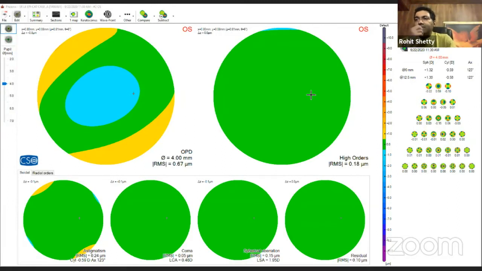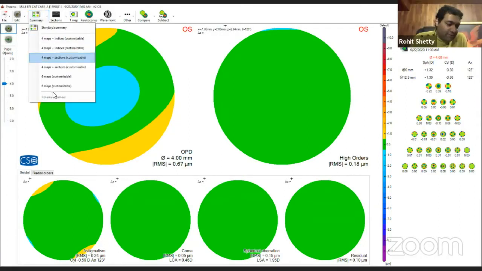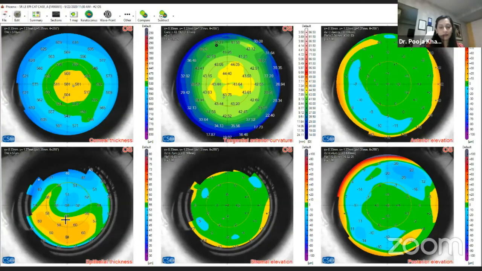Yeah, is this the case, Pooja? Yes, so if you can see here, sir, I'll just show you the 6 map. Show the topography also, please. Yes, so sir, this is the case I think you were talking about, or a similar case, where you see a lot of inferior epithelial hyperplasia. The central epithelium is around 51 microns, but towards the periphery it goes to 59 and even 64. But your stroma is absolutely normal here.